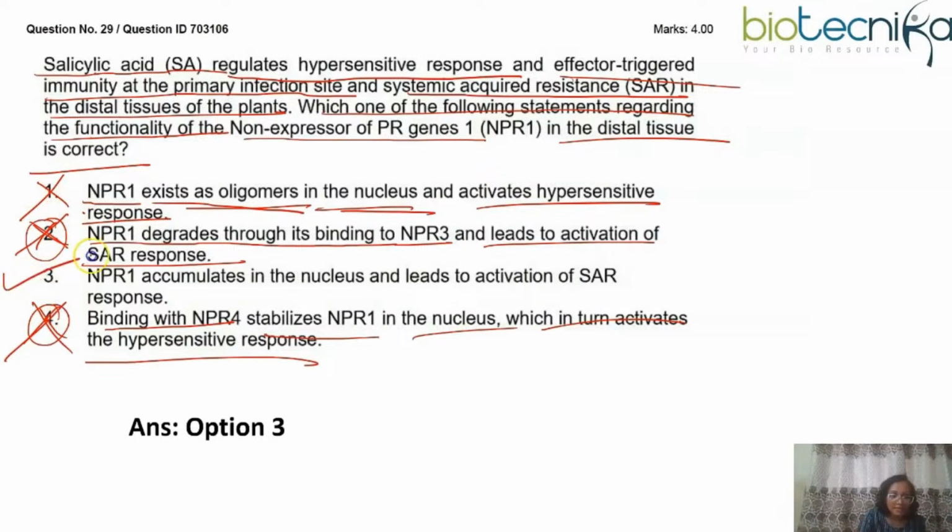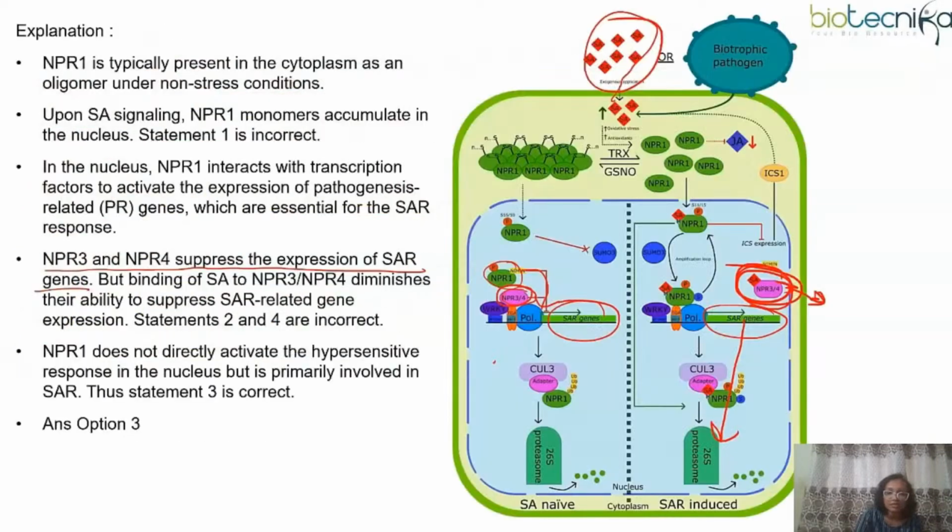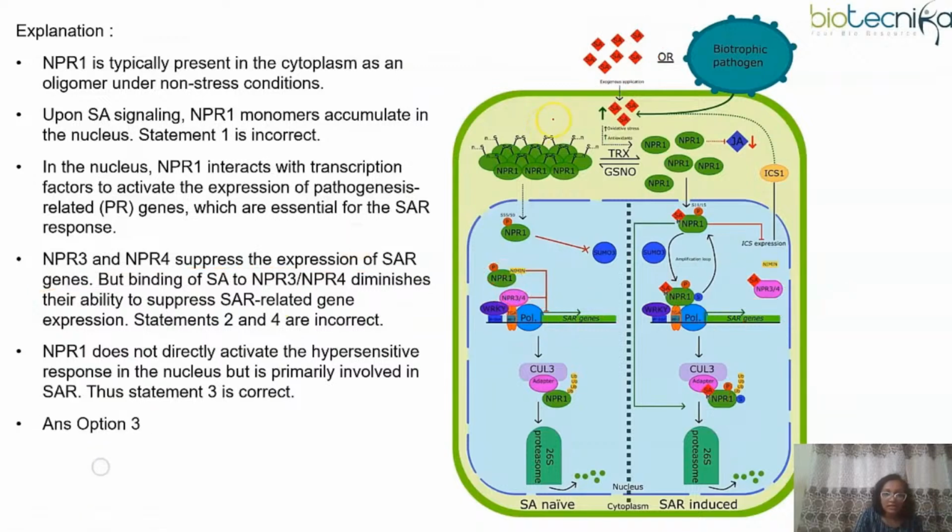What about sentence 3? That is correct. NPR1 accumulates in the nucleus and leads to activation of CSIR response. This is the only correct statement. You can see here, outside in the cytoplasm, NPR is a monomer, but because of SA signaling, that can happen by applying exogenous salicylic acid or because of a pathogen.